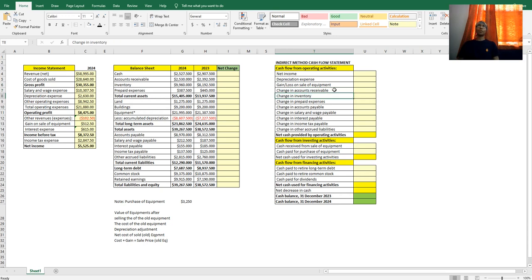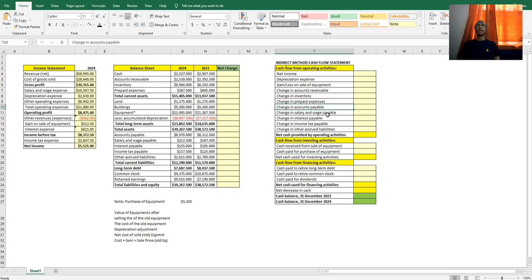Then there is change in accounts receivable, change in inventory, change in accounts payable, etc. One key thing we have to remember when we are doing the calculations for change in receivables, inventory, prepaid expenses, accounts payable, etc. is that if there is an increase in something like inventory or receivables, that represents a net cash outflow. So increase in inventory, increase in receivables, etc. represents a net cash outflow. So the entry of that change value will be negative.